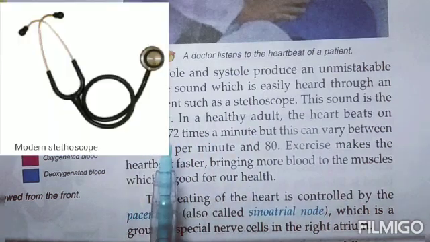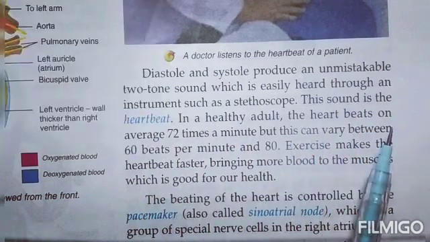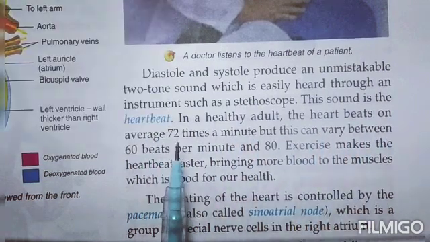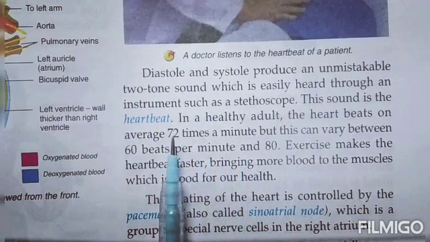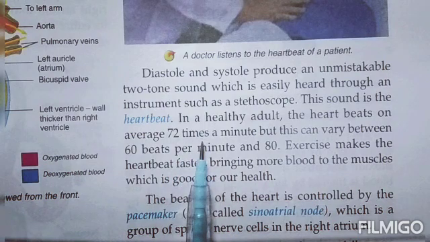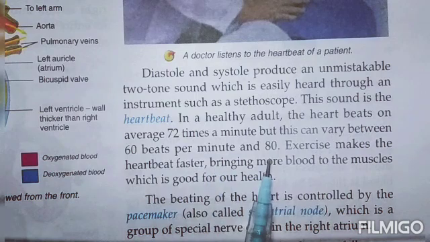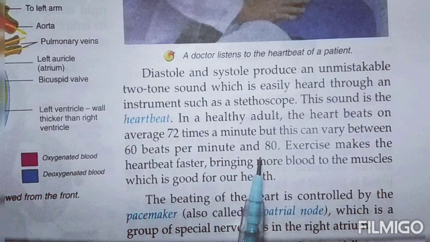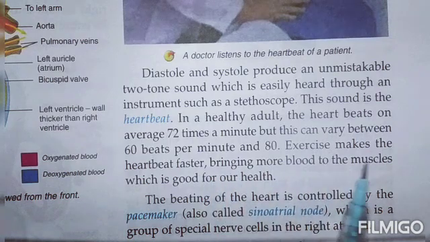As you can see in the picture, children, in a healthy adult, the heartbeat of an average person is 72 times in a minute. That means in 1 minute you will hear 72 times the heartbeat. This can vary between 60 beats per minute to 80 depending from person to person, and even on the kind of work that we are doing. Exercise makes the heartbeat become faster, bringing more and more blood to the muscles, which is good for our health.